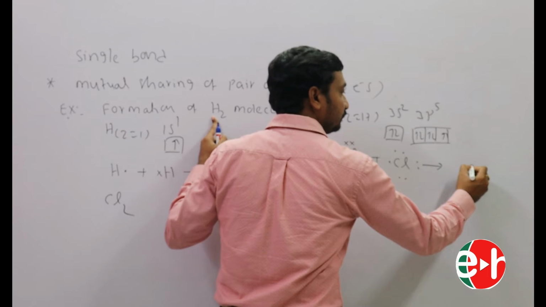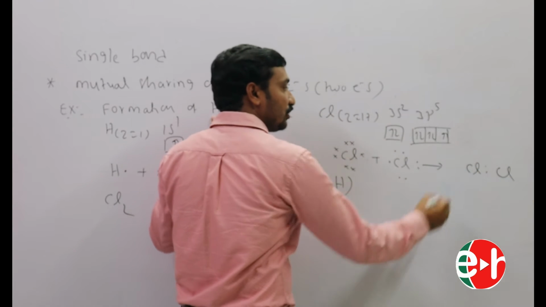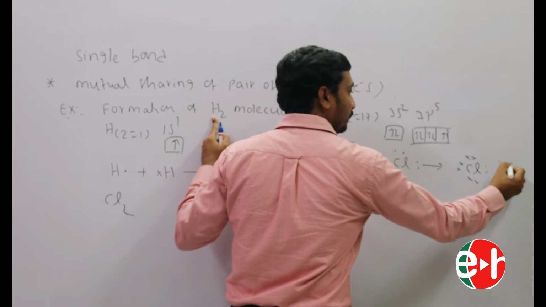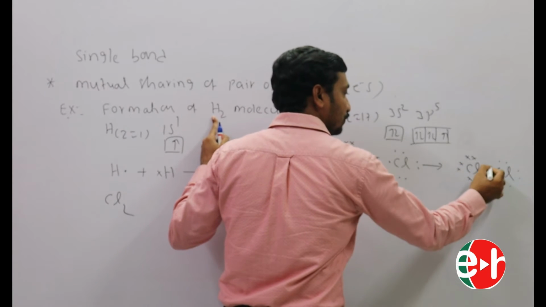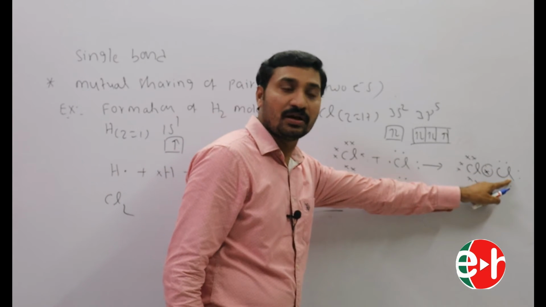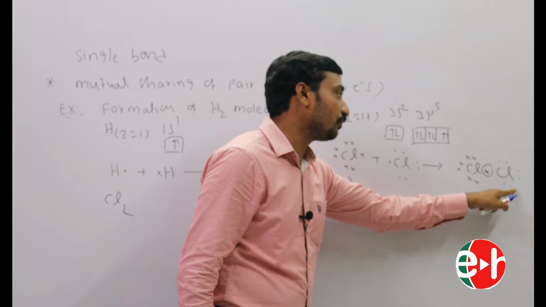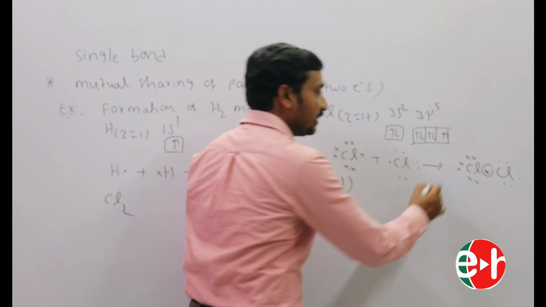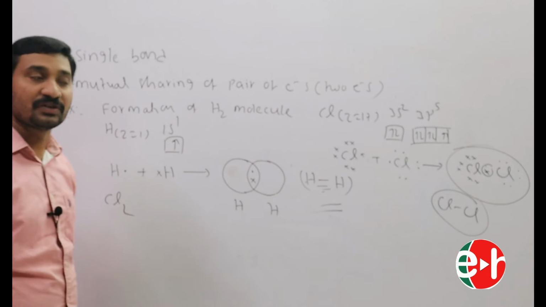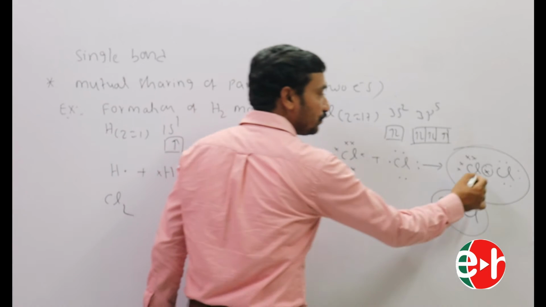Now they form Cl2 molecule. So this is the bond pair. Now this chlorine gets octet, and this chlorine also gets octet: 2 plus 2 is 4, 4 plus 2 is 6, 6 plus 2 is 8. So Cl2 molecule, this is Cl bond Cl. In the formation of chlorine molecule also, how many pairs of electrons are shared? One pair of electrons shared, that is 2 electrons.